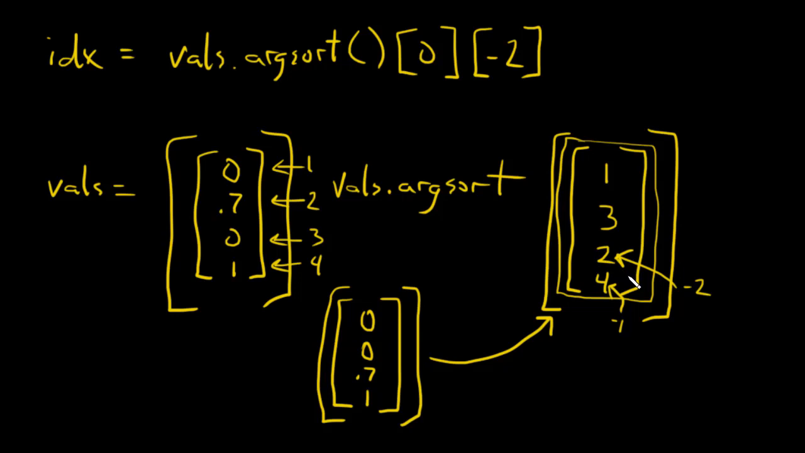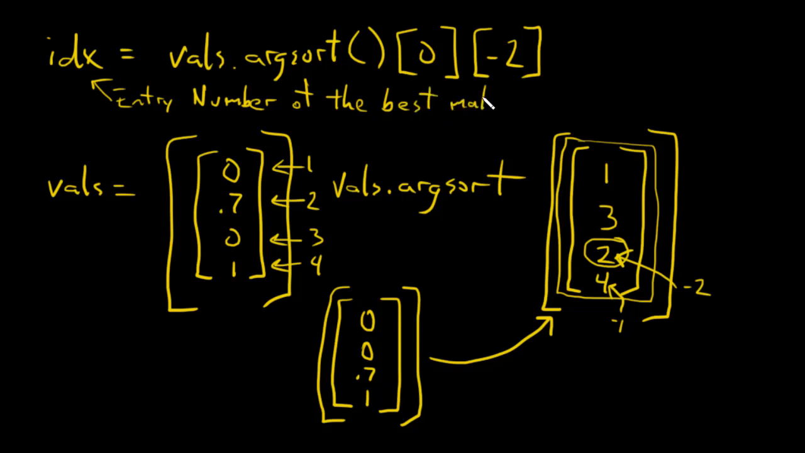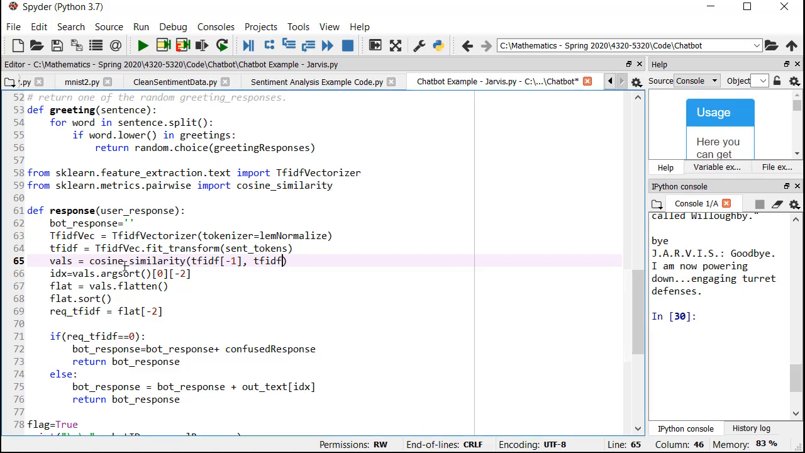Okay, so it finds the entry number and stores it in index. So index now will contain the entry number of the best match. Okay, entry number of the best match. Now we can go back to the code. So what does it do then? Well, it stores this in index.